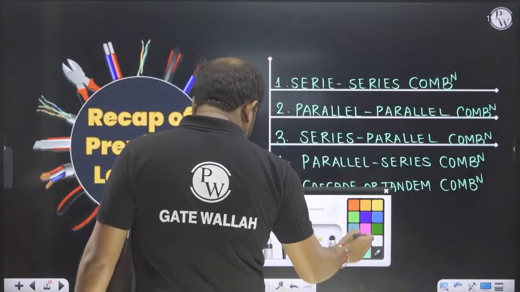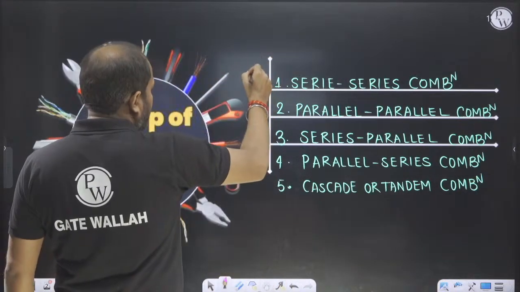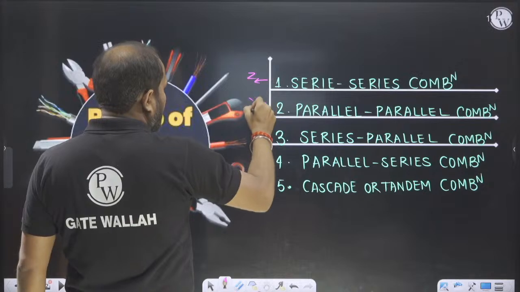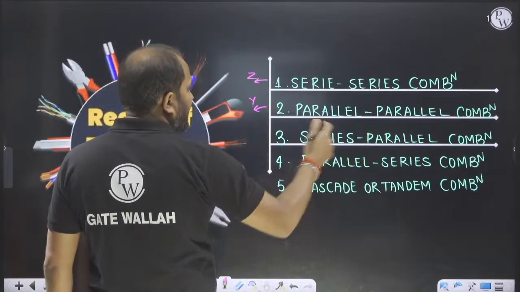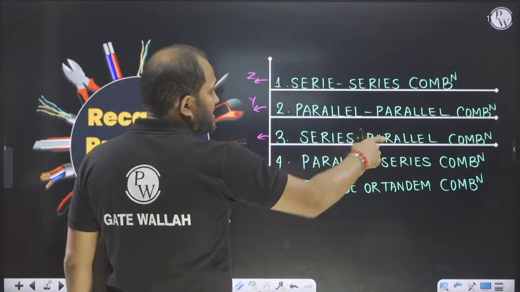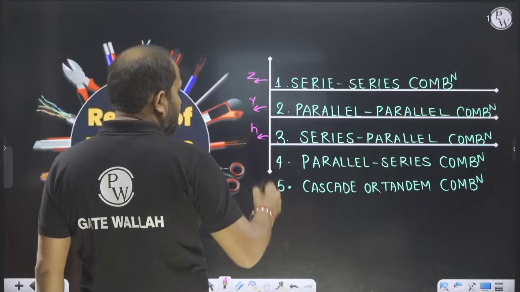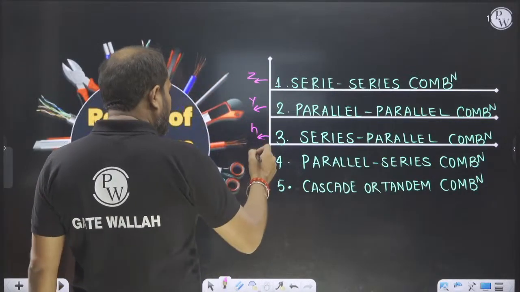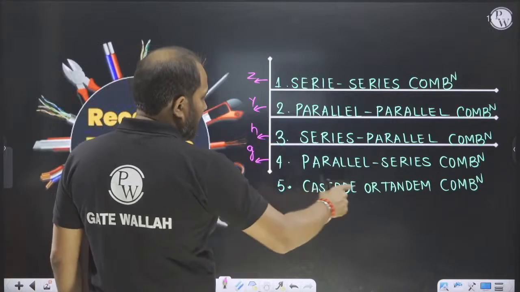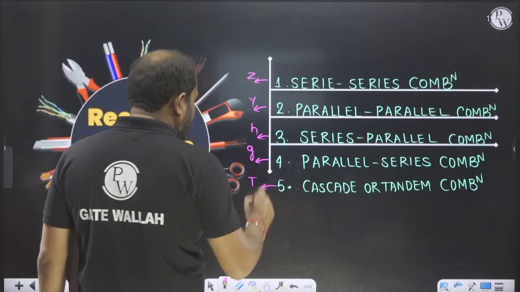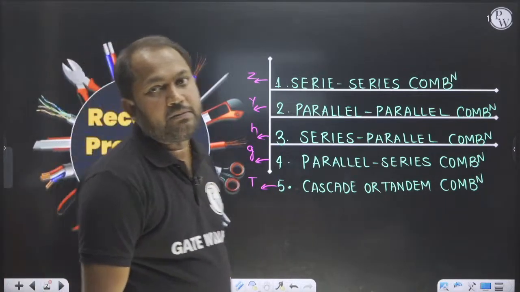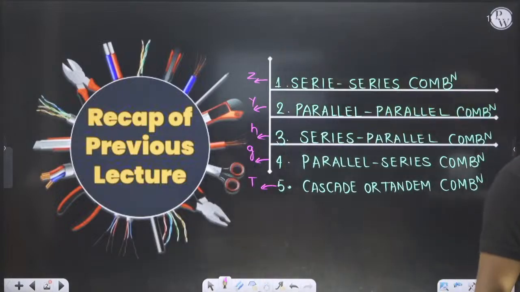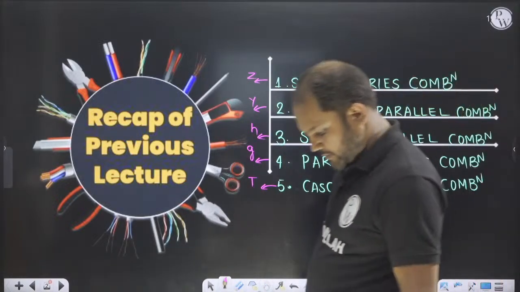In this case, Z parameter will be added. In this case, Y parameter is added, V and I, because of KVL and KCL. So in this case, H parameter will be added, KCL and KVL, I and V. So in this case, G parameter will be added, and in cascade, the transmission matrix will be multiplied. So these are the points which we have to remember.